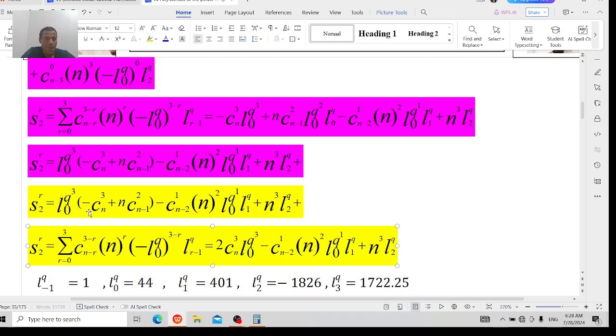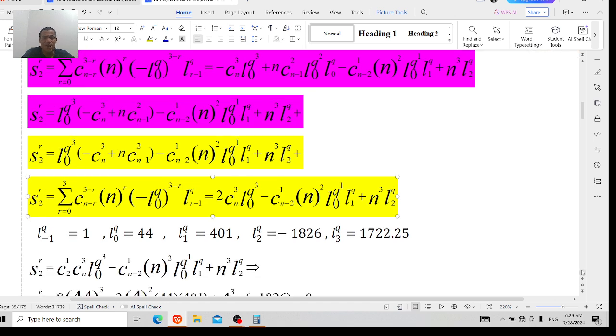You see this one, minus combination n choose 3 plus n combination n minus 1 choose 2, is written as combination 2 choose 1 minus 2 times combination n choose 3 times L0 to the cube, minus combination n minus 2 choose 1 n squared times L0 times L1 plus n cubed times L2. So this formula is of order R. It's written like that for any polynomial to the power n. For S2 you need only 4 coefficients: L0, L1, and L2 of the polynomial to the power n that you are working with, to find the value of S2.